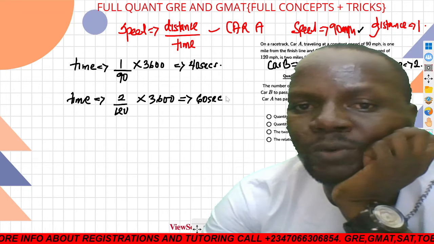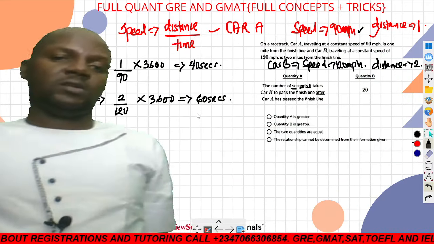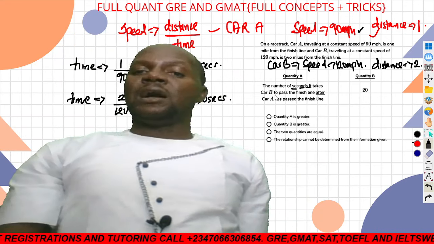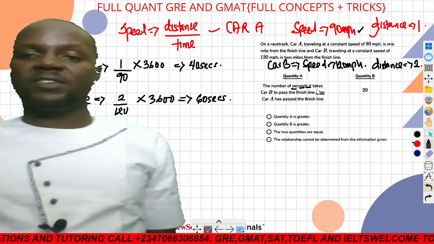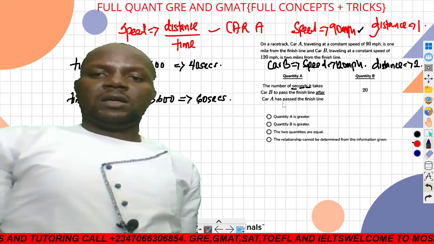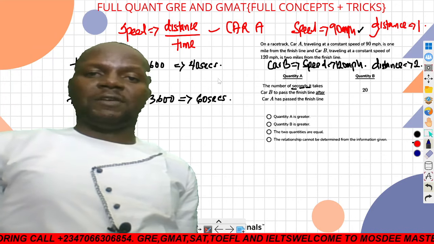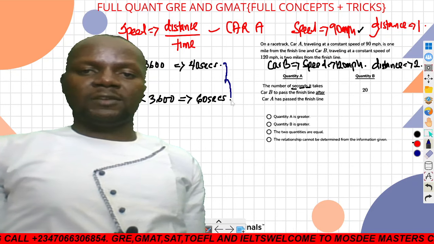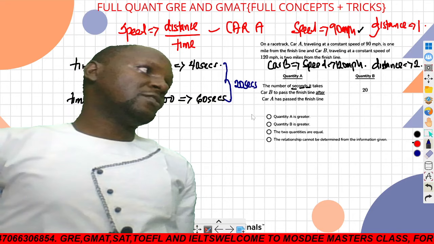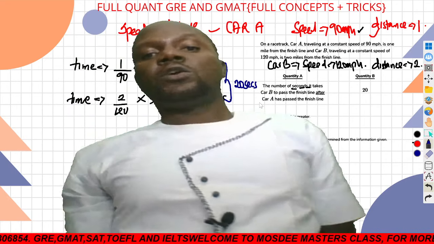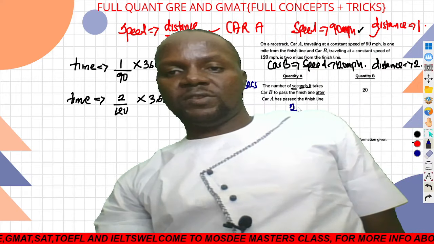So that means car A will finish in 40 seconds, and car B takes 60 seconds to finish. Now they ask us in Quantity A: we have to read and understand the number of seconds it takes car B to pass the finish line after car A has passed. So what's the interval of seconds between the two cars? 60 minus 40, and that is 20 seconds. So the answer to this one is 20 seconds.